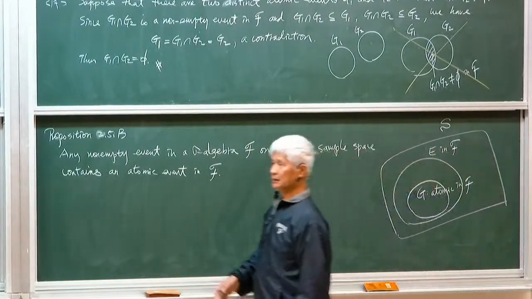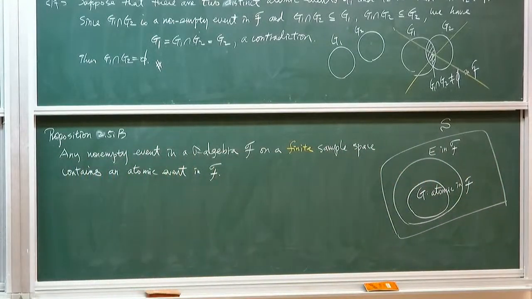Just like the richest person in Taiwan is not the richest person in the world, right? Correct? Because Taiwan is a small state and the world is the biggest state there. Okay.